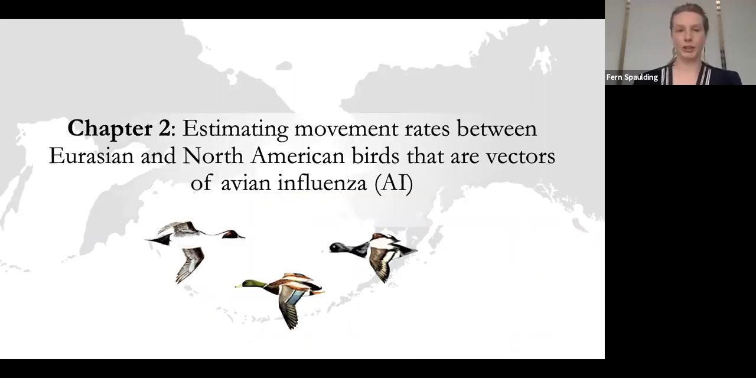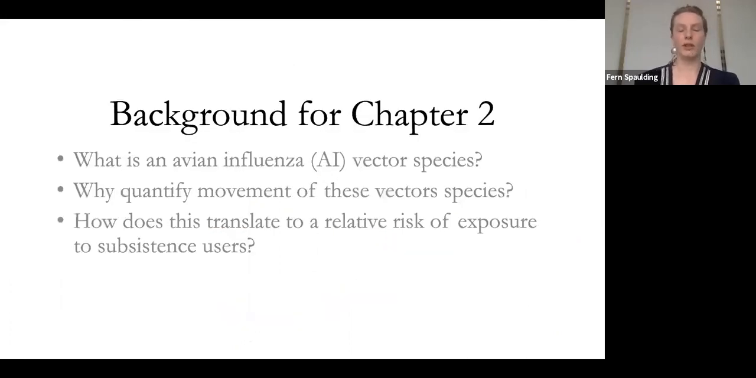Jumping into chapter 2, again, the chapter 2 title is Estimating Movement Rates Between Eurasian and North American Birds That Are Vectors of Avian Influenza. Going into some background for chapter 2, let's discuss 3 main points. What is an avian influenza vector species? Why should we quantify movement of these vector species? And how does this translate to a relative risk of exposure to subsistence users?